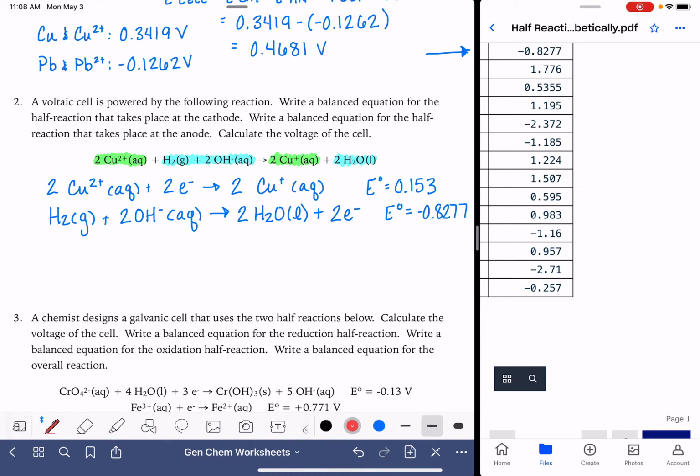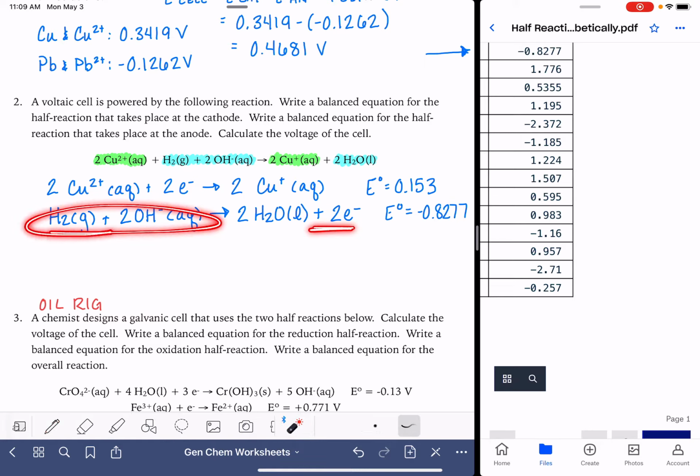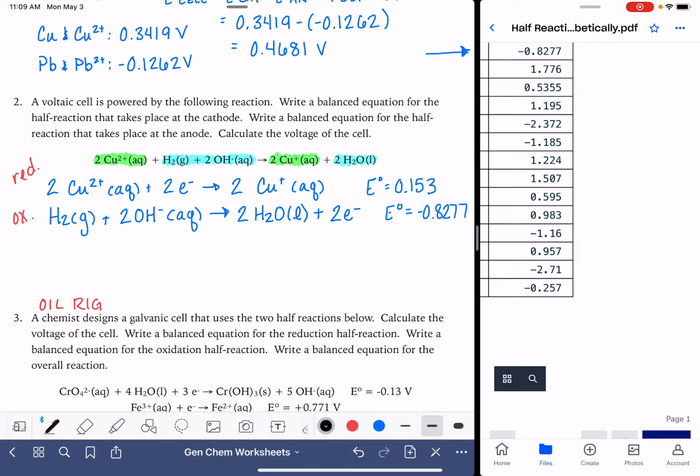Let's keep in mind our tricks. We have OIL RIG. That tells us that oxidation is loss of electrons and reduction is gain of electrons. Oxidation is loss. These are the substances that are losing electrons, so this is our oxidation. This is our reduction. Reduction is the adding or gaining of electrons. We also have the trick RED CAT, which reminds us that the reduction is taking place at the cathode and the oxidation is taking place at the anode.